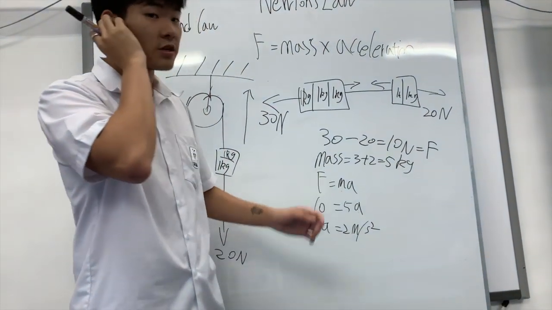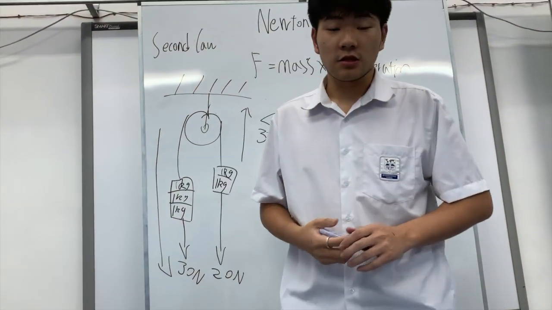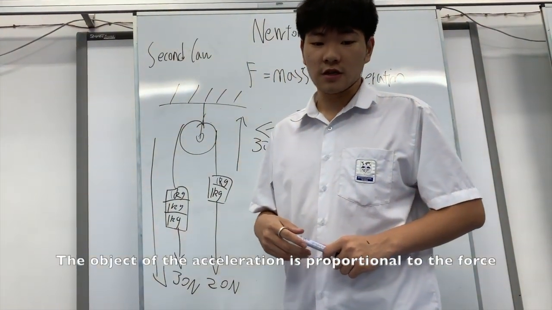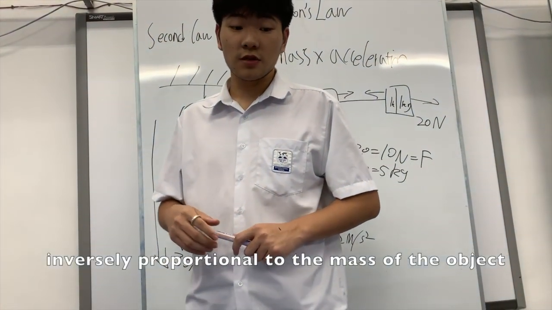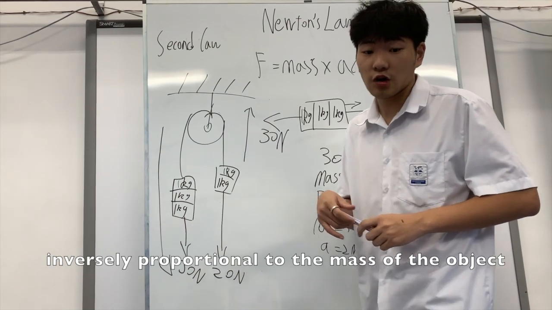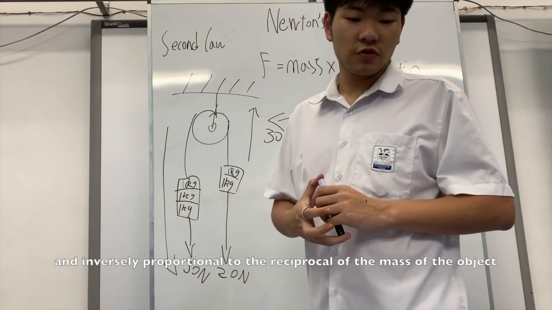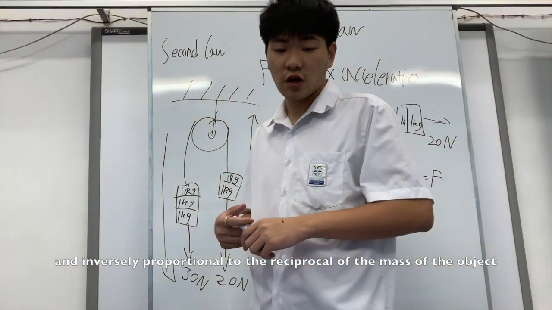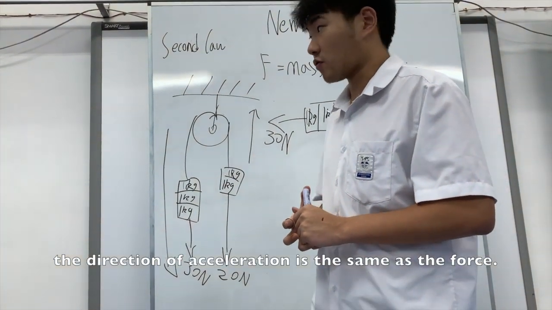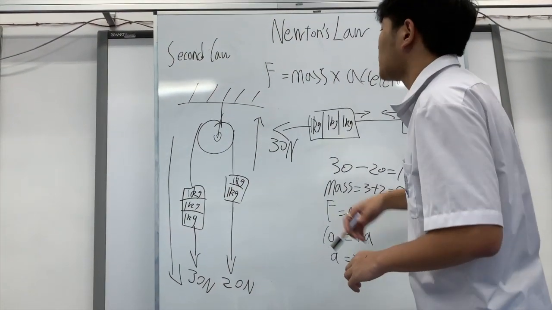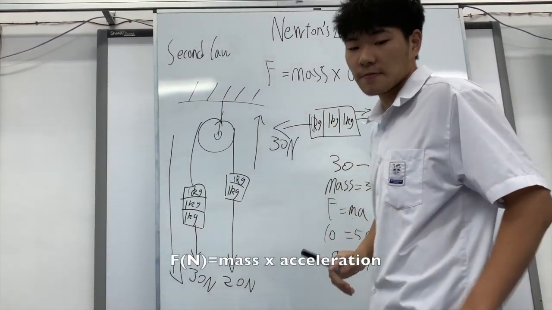Here comes Newton's second law. But first, what is Newton's second law? Newton's second law says the acceleration of an object is proportional to the force and inversely proportional to the mass of the object. The direction of the acceleration is the same as the force. Here's the formula: force equals mass times acceleration.